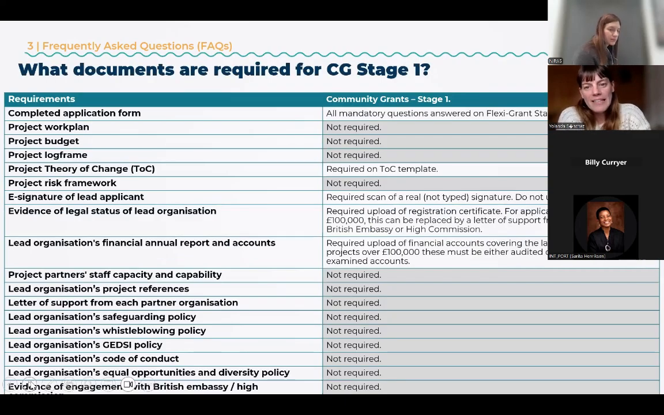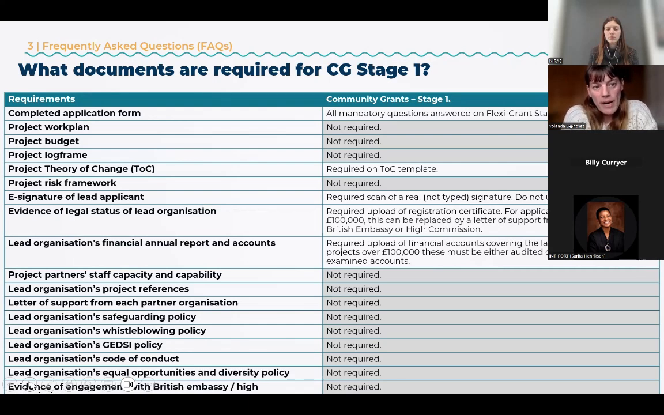Okay, so here is a list of all the documents that you will hear about when reading the guidance, but not all of them are required in stage one. So it's important to be very clear about what documents you will need and ensure that you can add all these documents to your application.